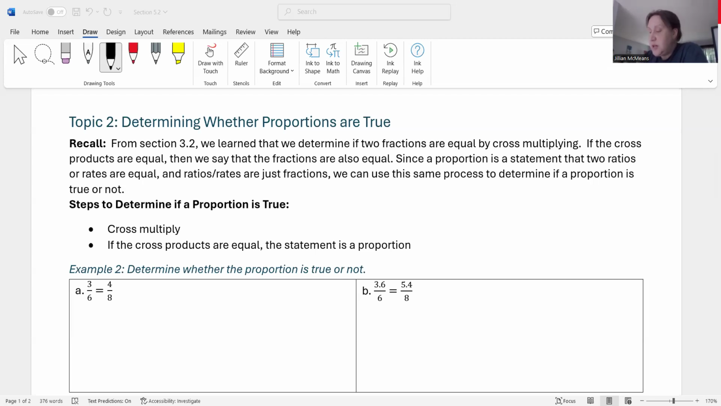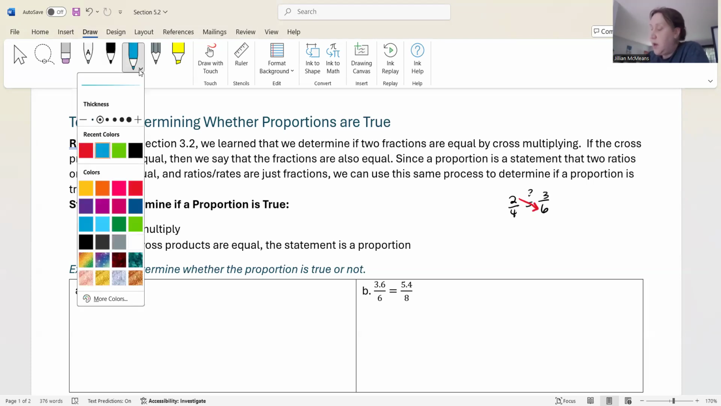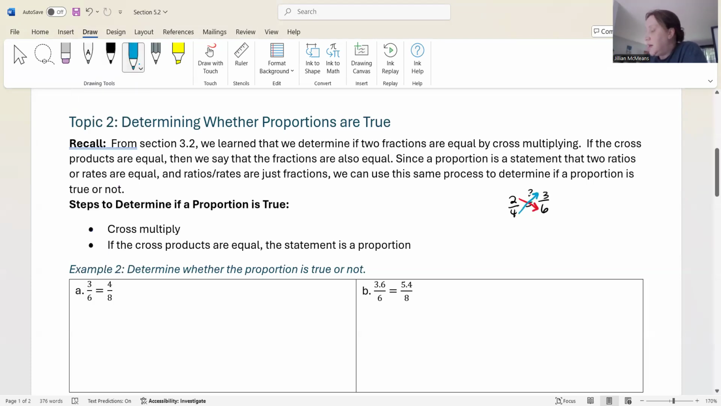It says, recall from section 3.2, we learned that we can determine if two fractions were equal by cross multiplying. So I could have said, okay, we have the fraction 2/4 and we want to know, is it really the same thing as 3/6? We have these two fractions, we're saying they're equal, but are they really? And what we did is we would cross multiply. That meant we would multiply the diagonals: the first numerator, second denominator, first denominator, second numerator.